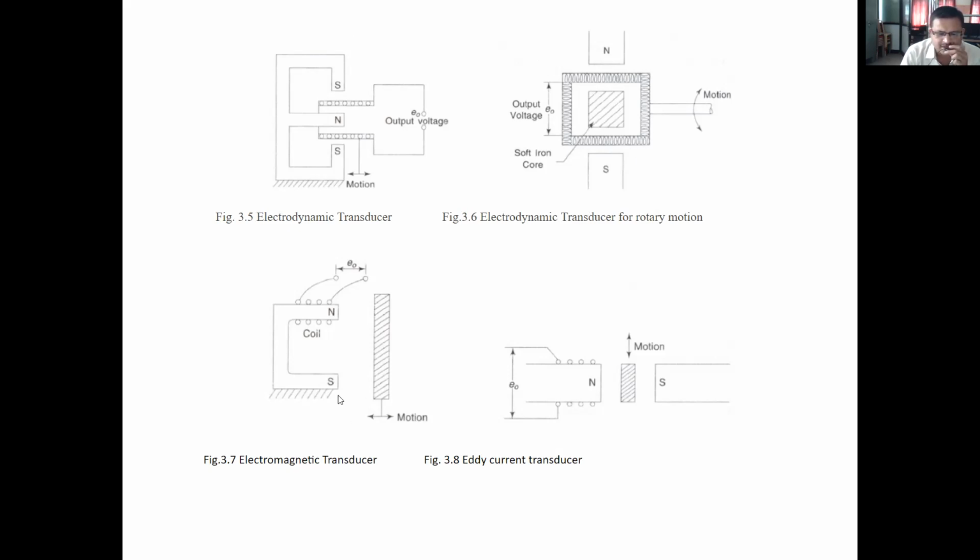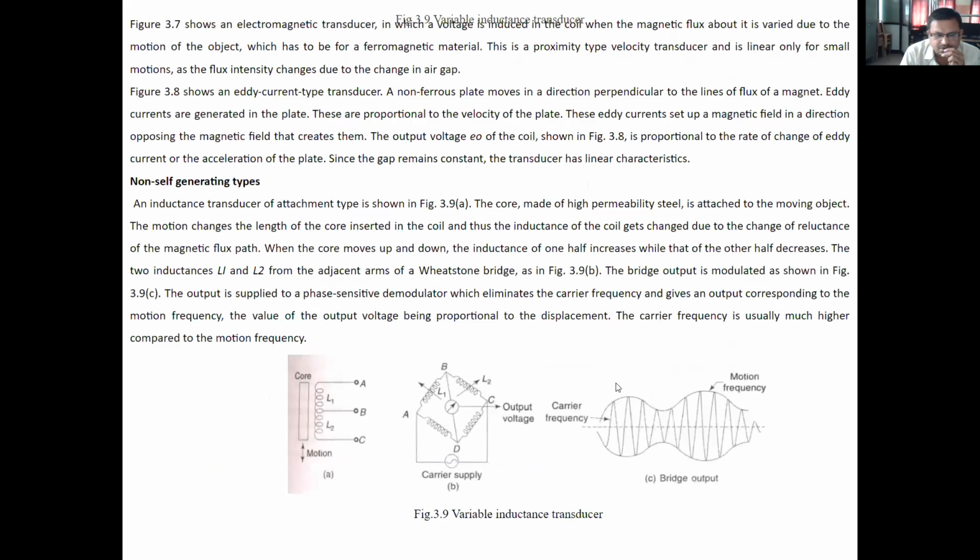This is the electromagnetic transducer. What is the difference between the electromagnetic transducer and the eddy current transducer? In the electromagnetic transducer, the coil is wound on the permanent magnet, and this is the object which can move either towards right or left. This is the eddy current transducer. The permanent magnet is there, this coil is mounted, and this ferromagnetic material will move up and down.